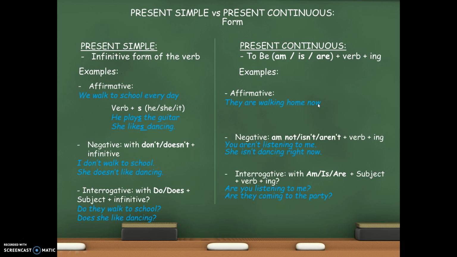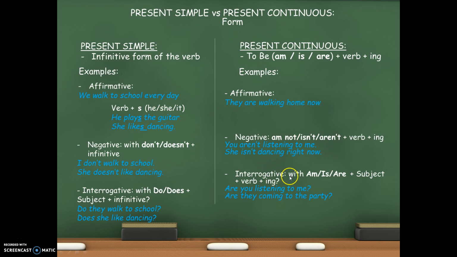In the present continuous negative, we use the negative form of the verb to be, am not, isn't, aren't, followed by the verb ending in ing. You aren't listening to me. She isn't dancing right now.